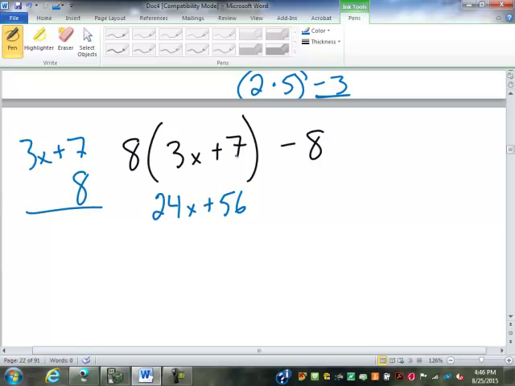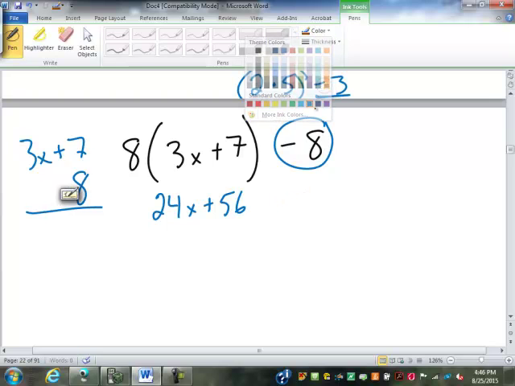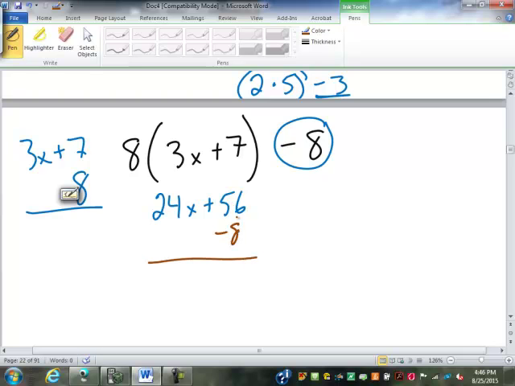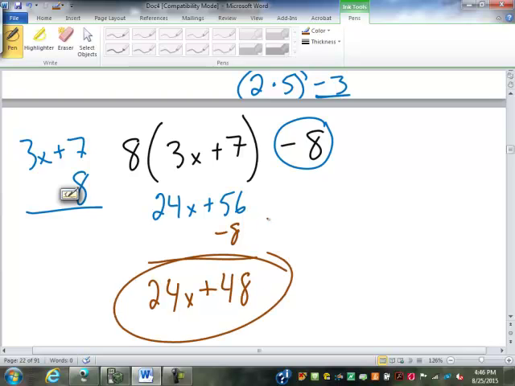Okay. So then we have to subtract the 8. Where can we subtract the 8 from? 56. That's 8 ones. So 56 minus 8 is 48. It's still a positive 48. This is 24x plus 48.